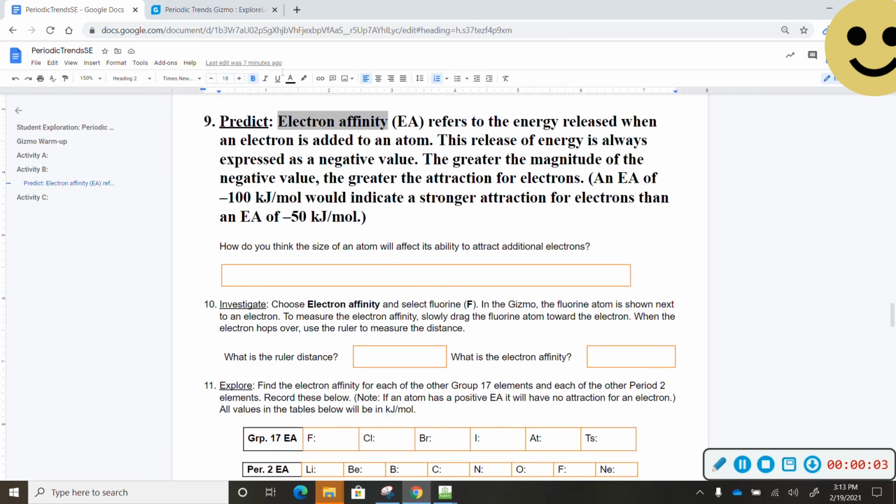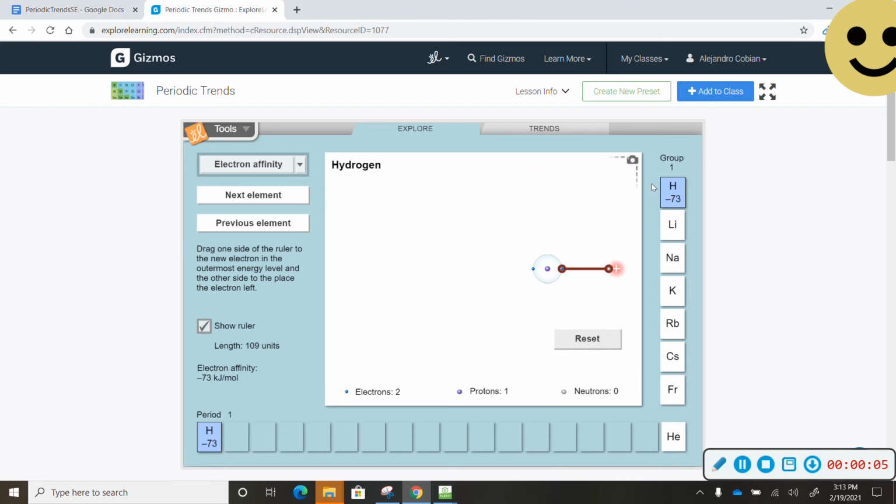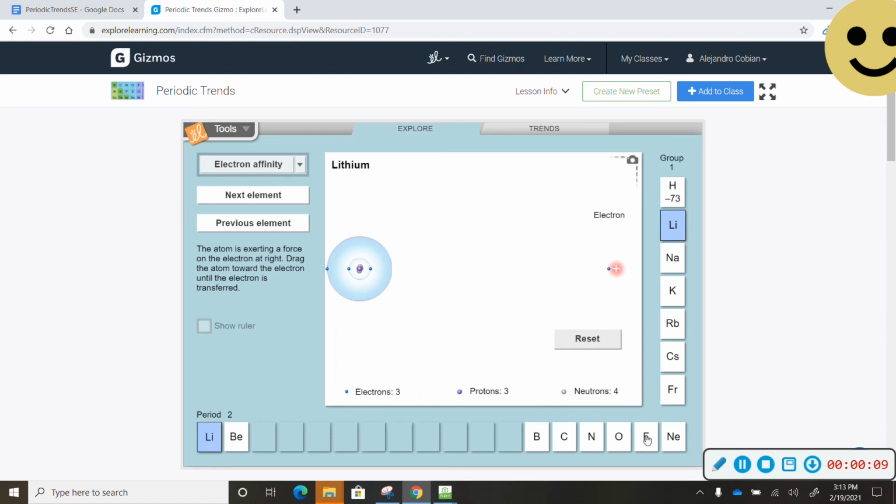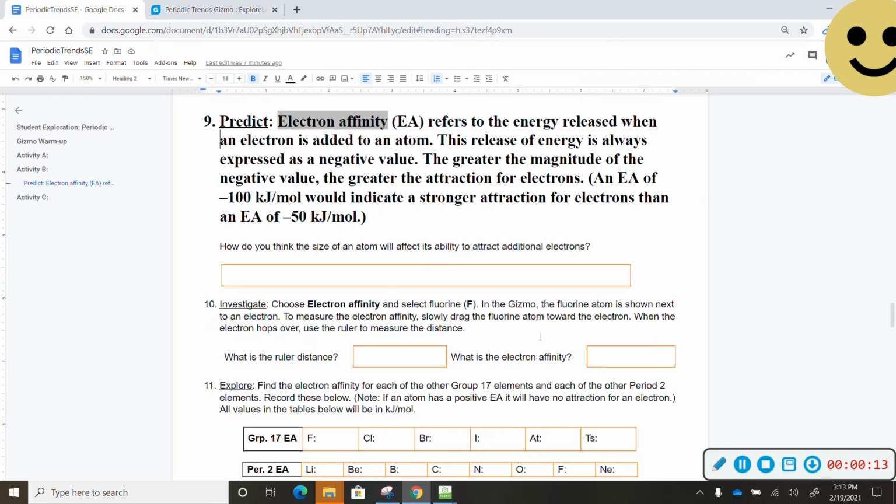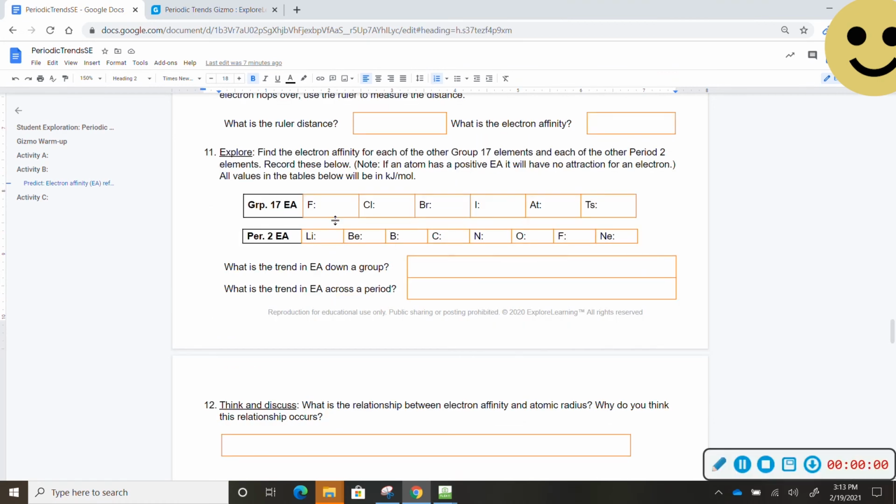Keep in mind that fluorine is in group 17, period number 2. So let's click on lithium, and there's fluorine, so try it out. And make sure you record the distance and the electron affinity. For question number 11, you're going to only gather the data for electron affinity for all of the elements in group 17 and period number 2. Then you'll use that data to answer the questions below.